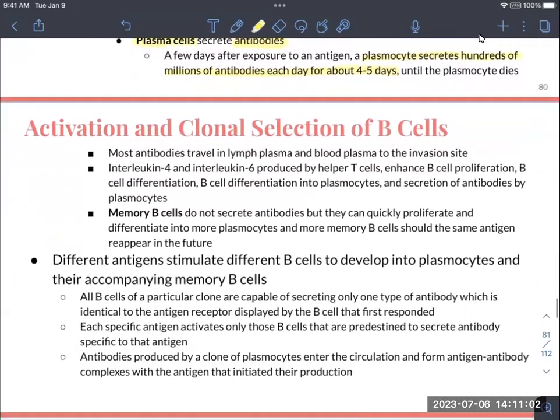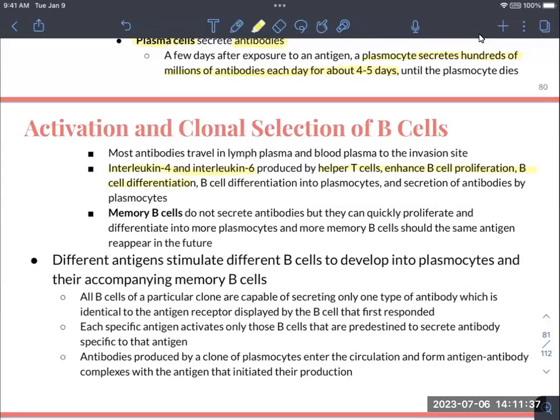So those antibodies are going to travel throughout the body, through the lymph and blood plasma, to wherever this antigen has come into the system. Interleukin 4 and interleukin 6 are produced by helper T cells. They help to enhance B cell proliferation and B cell differentiation. That B cell differentiates into plasmacytes, which will then secrete antibodies.